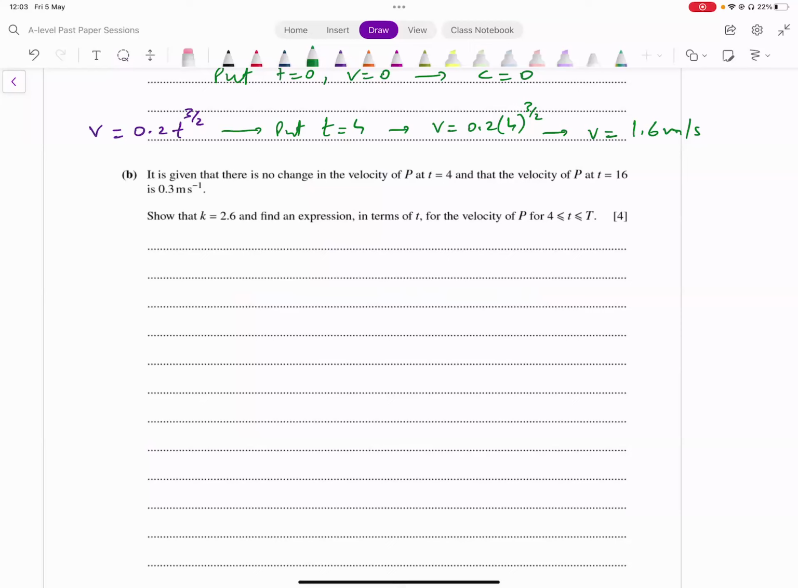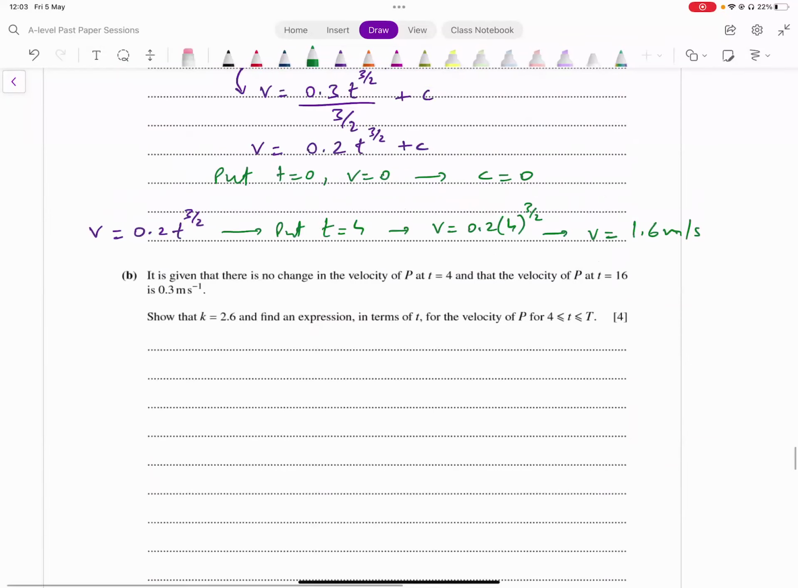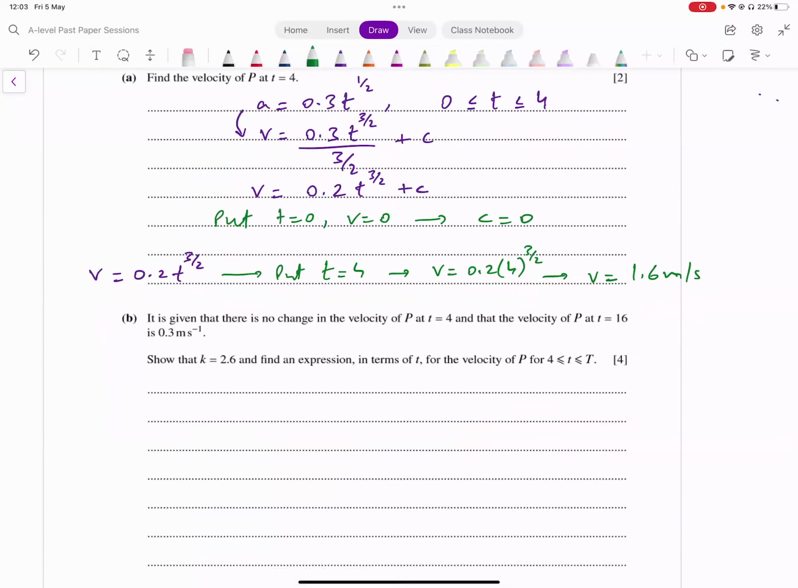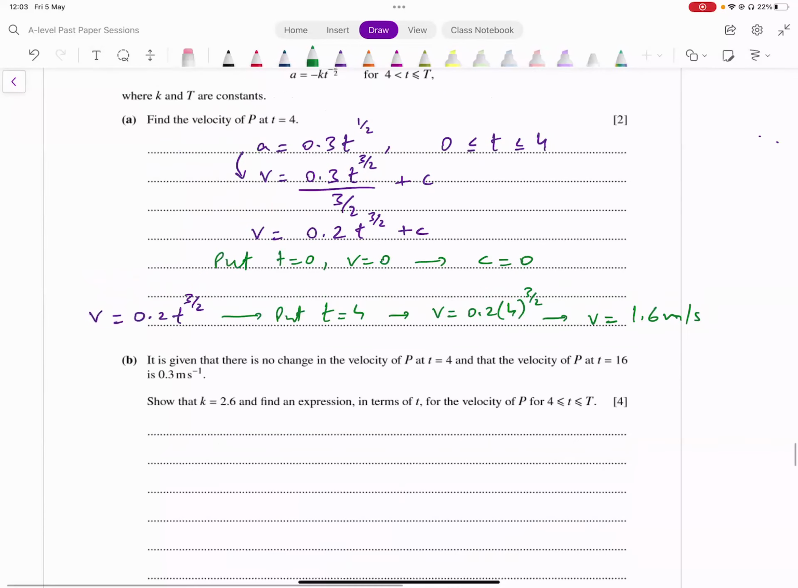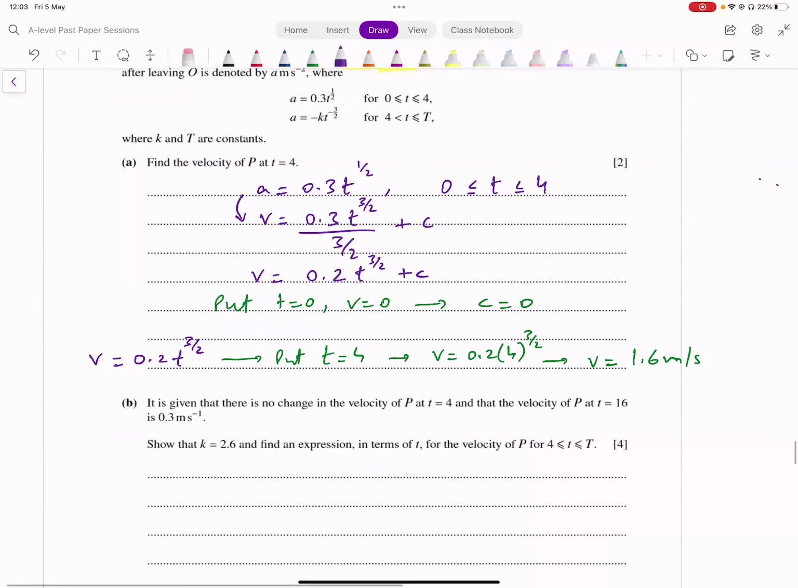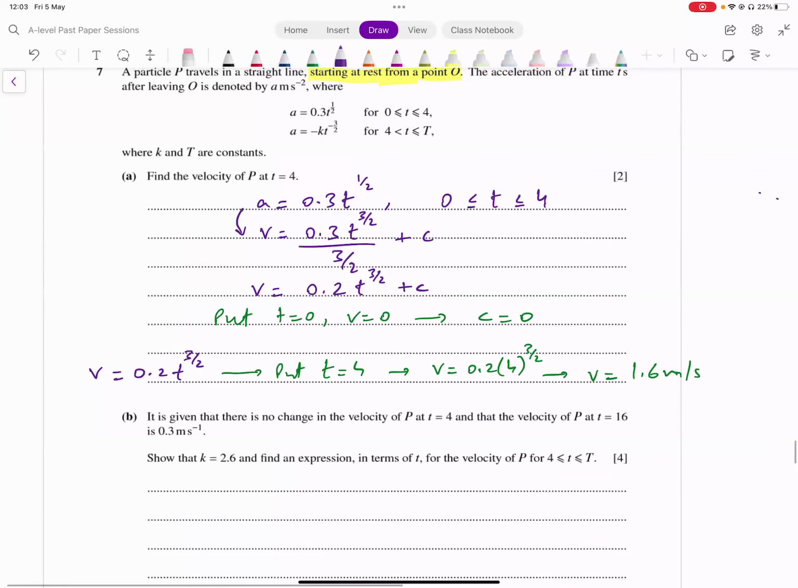It says it's given that there is no change in the velocity v at t equals 4, and that the velocity v at t equals 16 is 0.3 meters per second. Show that k equals 2.6 and find an expression in terms of t for the velocity v for time between 4 and capital T. So for the second part, it asked you for the equation of velocity. The velocity does not change suddenly at t equals 4: the velocity you get from the first part should be the velocity in the second part. That's what we are given. And at t equals 16, it gave us another point, that its velocity is 0.3.